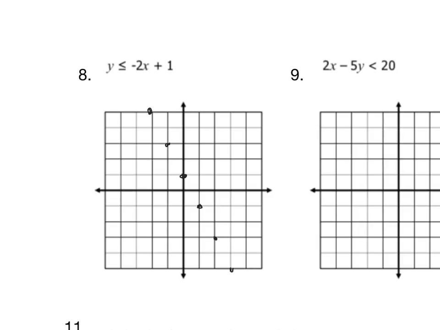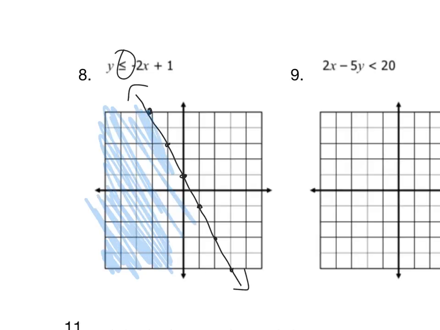Now, what kind of line is this going to be? Is this going to be a solid or a dotted line? This right here is what determines whether it's going to be solid or dotted. It's less than or equal to, so that would mean that it's going to be a solid line. Just like that. Now, because this is an inequality, we're going to have to shade either below or above this line. It's less than, so that means we're shading below the line. And that would mean that anything in the shaded area, including the line, because the line is solid, would be a solution to this inequality.